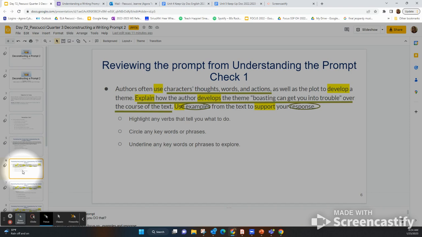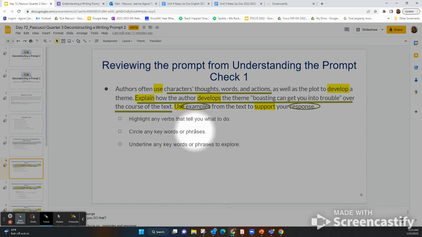And you guys can pause this at any time, okay? We're going to review the prompt from Understanding the Prompt Check 1, okay? Highlight any verbs that tell you what to do. Okay, I've gone ahead and I've done this, okay? I've highlighted the verbs up here. Use, develop, explain, develops, use, support, okay?